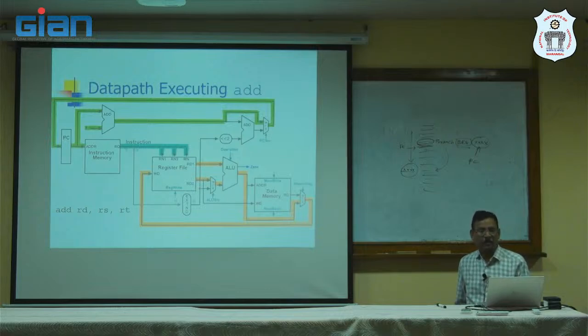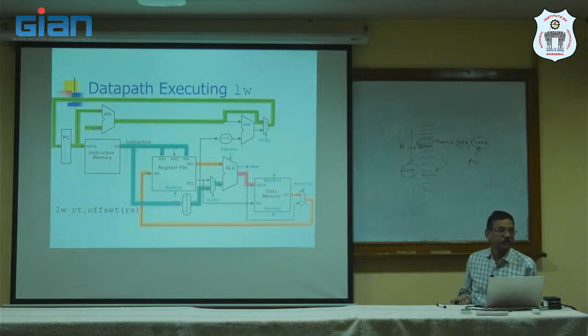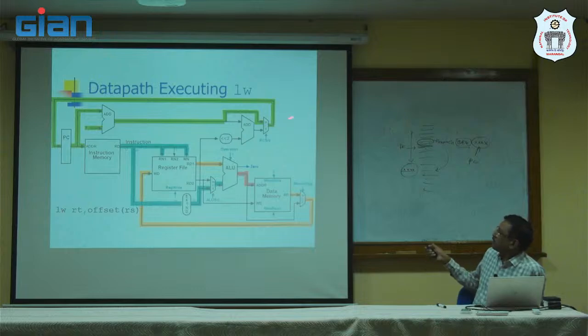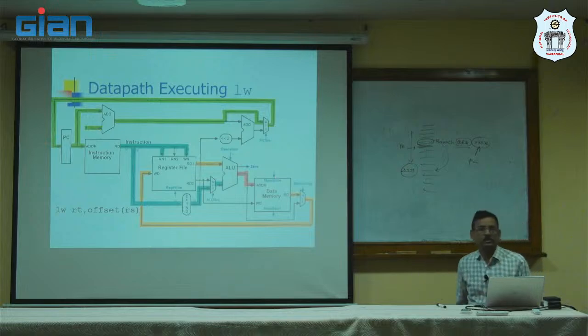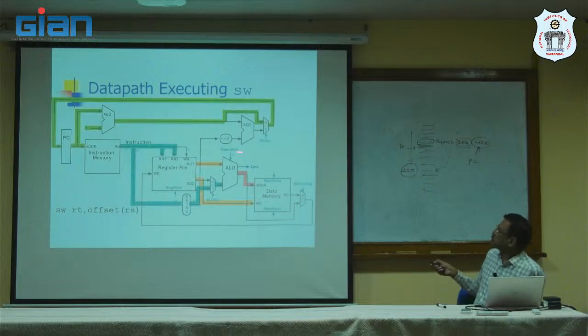Next is the load word path. Same as before: the green is incrementing of the PC, and this one is reading the instruction and offset address, computing the address, then reading data from the memory and writing to a register. That is the load word instruction. Then store word is again similar: offset address calculation, total address calculation, and writing the register value to memory.